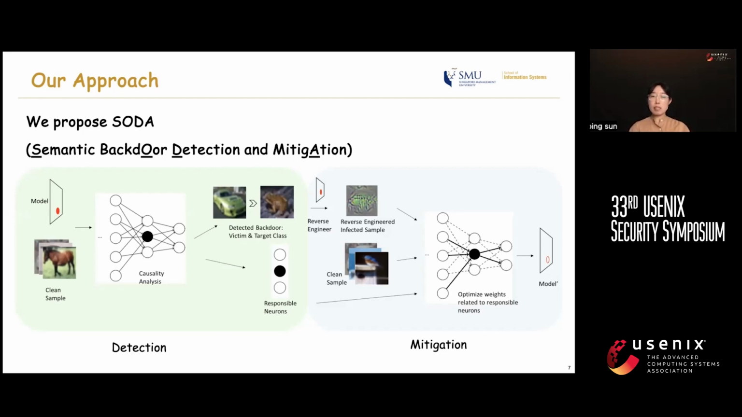And in the second stage, we first reconstruct a small set of infected samples based on the identified victim and the target class. And after that, we are going to optimize the weight parameters of the identified responsible neurons in order to remove the backdoor. And in this process, we are going to make use of a set of clean training samples and the reverse engineered infected samples. And lastly, the repaired model will be returned as the result.